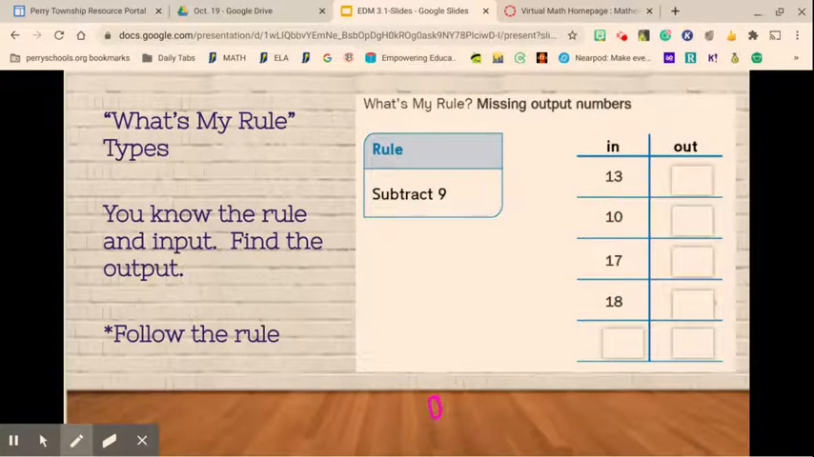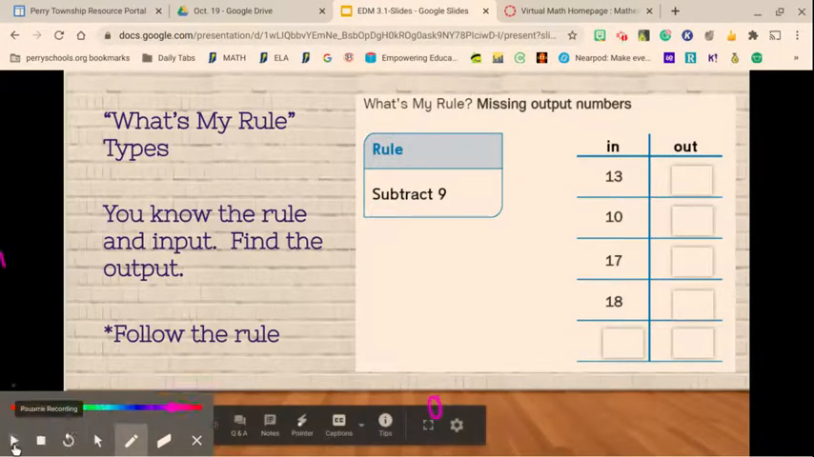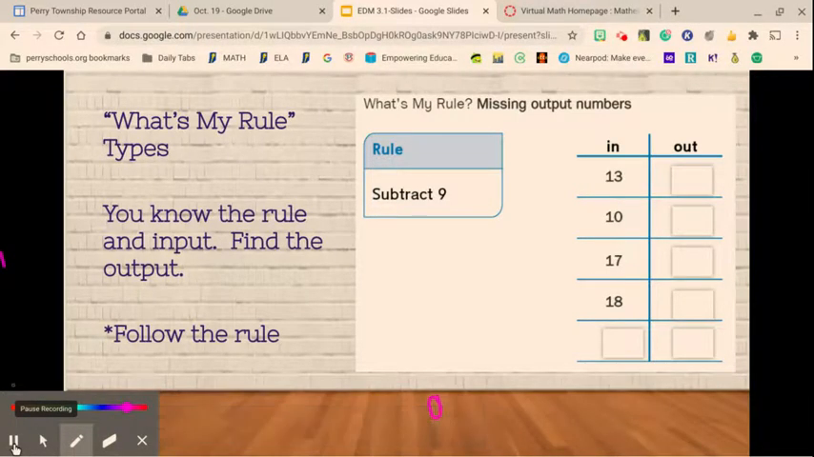So this is in your book, and we are going to look. Actually, these are not in your book. You will be working on some other What's My Rule problems inside your book. These are just some practice that we're going to do on the video so that you can understand what's happening.